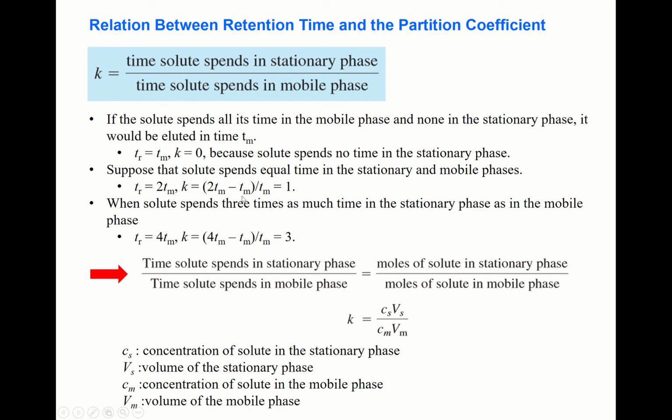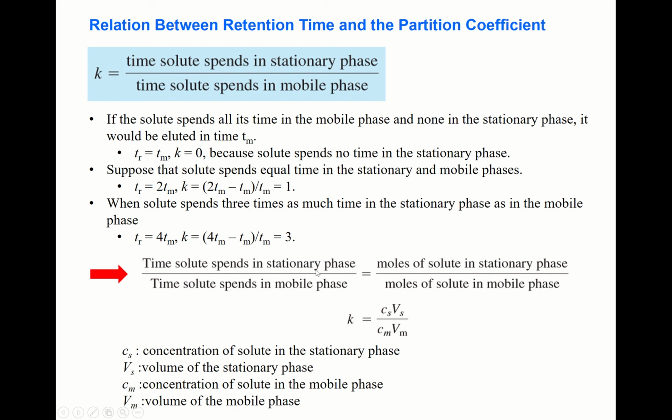Using this equation, when a solute spends 3 times as much time in the stationary phase as in the mobile phase, tr equals tm, which is always there, plus 3 tm, which equals 4 tm. In this case tr equals 4 tm, so the k value is 3.